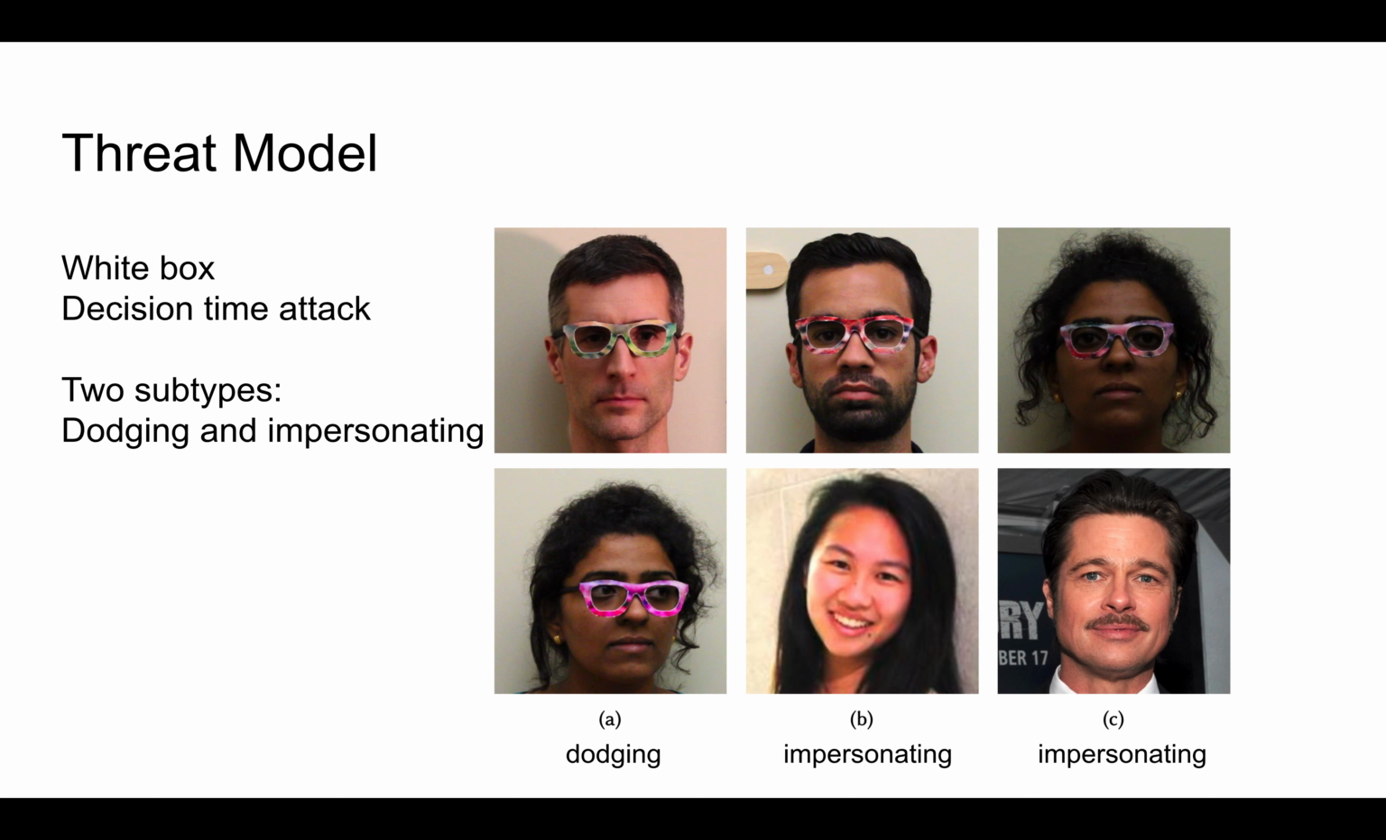The second type is called impersonating. For column B and column C, if the attacker wears this kind of glasses, the facial recognition model will recognize the attacker as someone else. As you can see, the recognition software will recognize the attacker on the top as someone on the bottom.